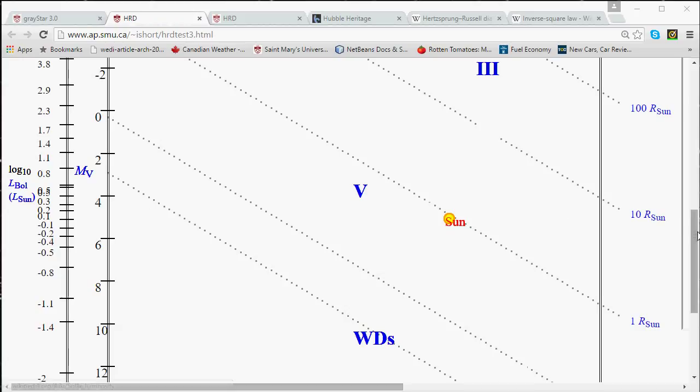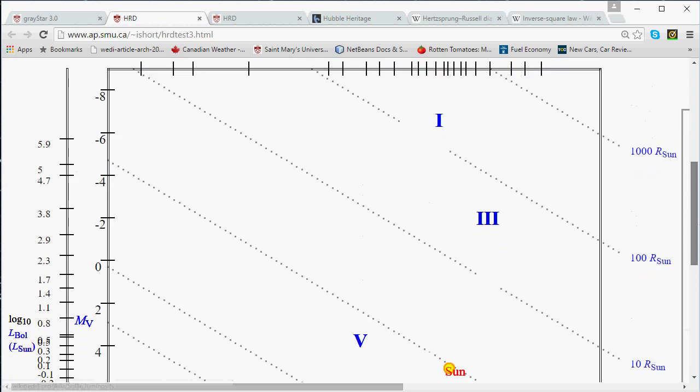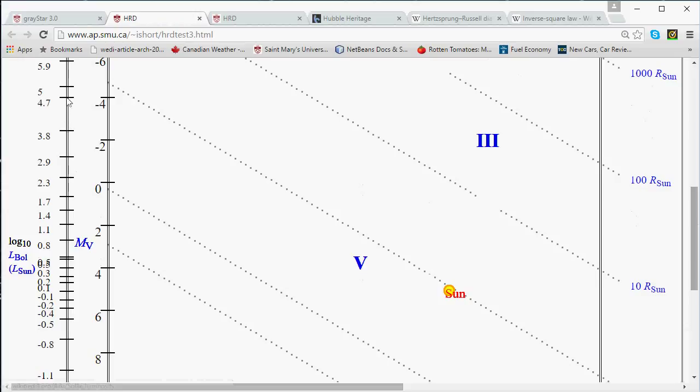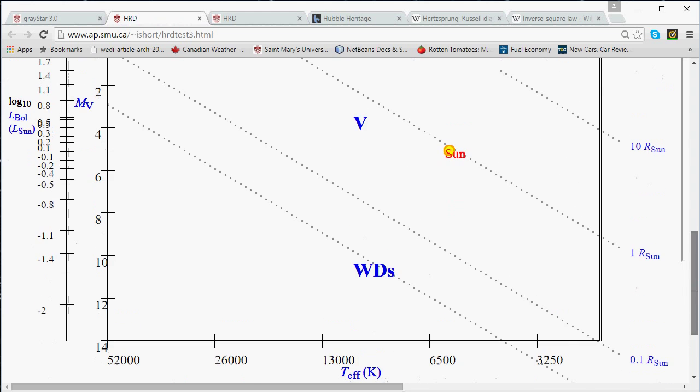Okay, so the vertical axis actually behaves in the way that you would expect, in that it increases upwards. So we have total luminosities increasing as we go upwards along this axis. So when we enter stars into this diagram, stars that are intrinsically bright will go towards the top of the diagram, and stars that are intrinsically faint will go towards the bottom.